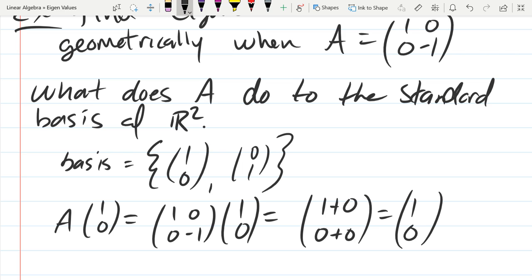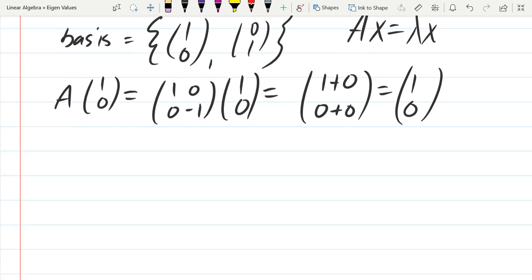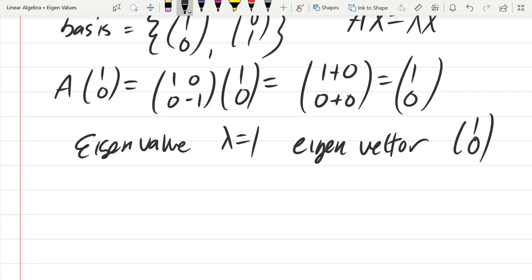Oh, look at that. What can we conclude after this product? Does it look like our matrix product is a scalar multiple of this particular basis element? Did I get a scalar multiple of 1, 0? Yes. And what scalar multiple is this? 1. It's almost too easy. So for this one, our eigenvalue is 1. And our eigenvector, you can take any non-zero multiple, but let's be reasonable and just take the vector we already got, instead of 2 times this or some other number times this. So we got an eigenvalue and an eigenvector.